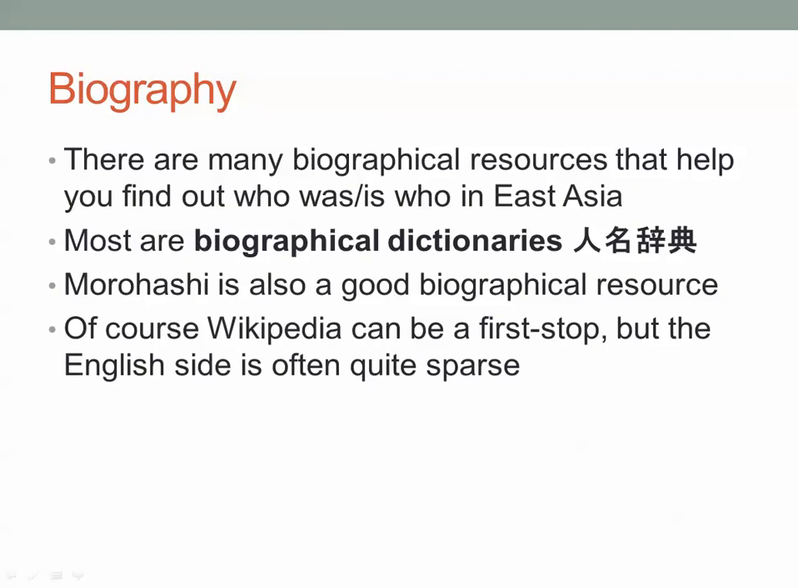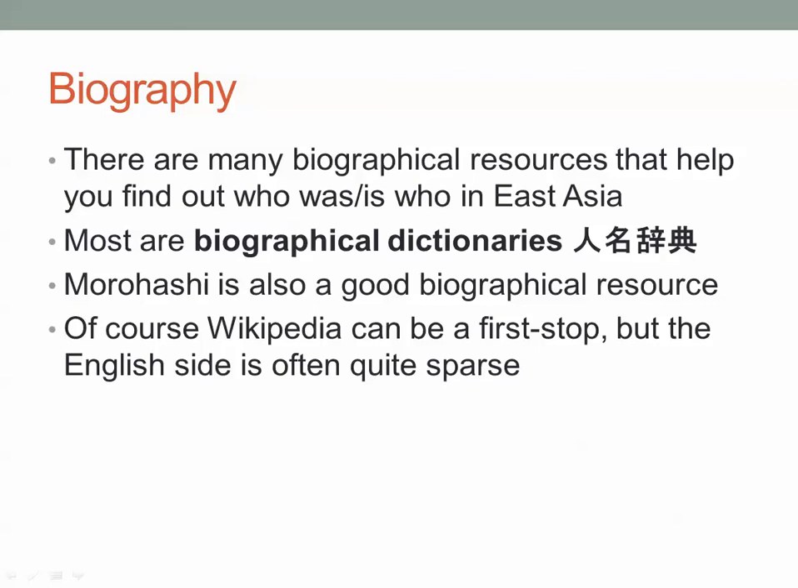Now, of course, Wikipedia can be a first stop, and the internet can be a first stop. You can Google somebody's name. This has made a tremendous difference in my life. It makes finding information much quicker. But I'll say, even now in 2013, the English side of Wikipedia about Japanese people is often quite sparse, or you'll find just a Japanese page and not an English page. And depending how good your Japanese is, you may not want to slog through the Japanese Wikipedia page.